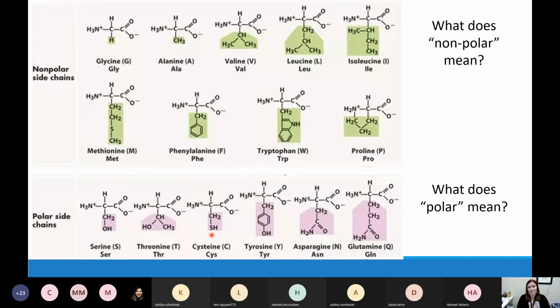Remember that things get polar when they're not sharing the electrons equally. So notice how down here I've got an oxygen and a hydrogen. Oxygen loves those electrons more than hydrogen does. Oxygen is going to be slightly negative, hydrogen slightly positive. Same deal over here. When we get over here, we've got a sulfur and a hydrogen. Again, that sulfur wants the electrons more than the hydrogen does. So all of these polar ones play nice with water.